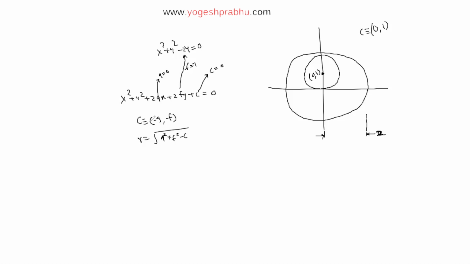So the center will become what? g is 0, so 0, 1. And then the radius will become square root of 0 plus 1 plus 0, which is 1. So what is the center now? 0, 1. What is the radius? 1. Do you see center 0, 1 and radius 1? Yes. That's how I got it. Okay. Is the diagram very clear? Yes.